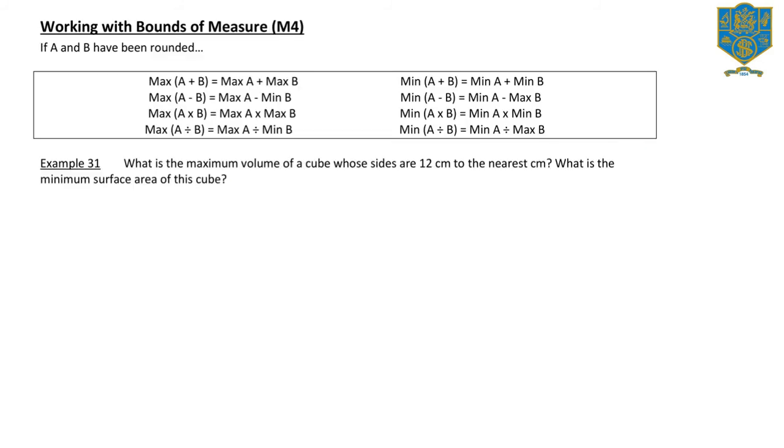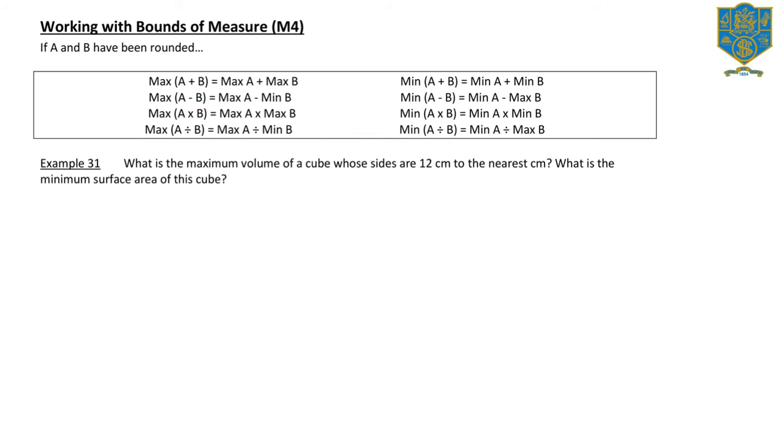So we've looked at how to work out bounds. Now we can look at how to work with bounds. If we're trying to find the maximum of A plus B, two values which have already been rounded, the maximum value of A plus B is the maximum value of A plus the maximum value of B. If we're looking at the maximum difference between A and B, we're going to have the largest value of A minus the smallest value of B.